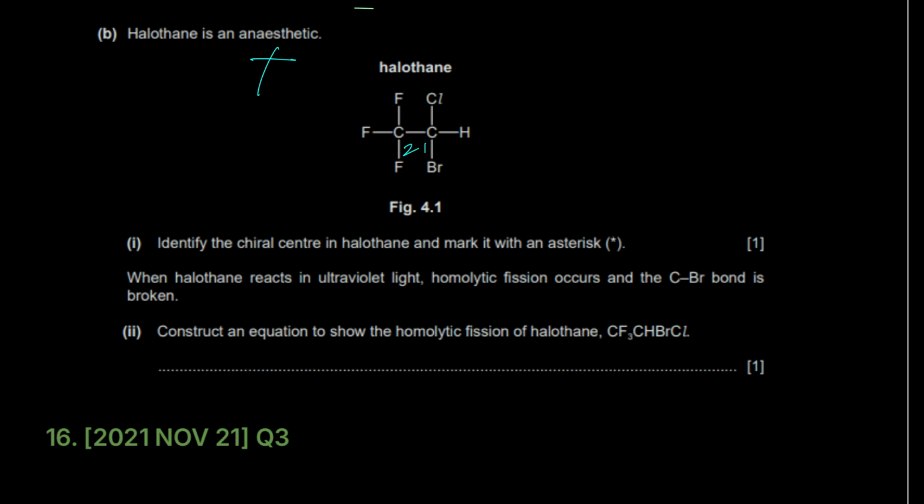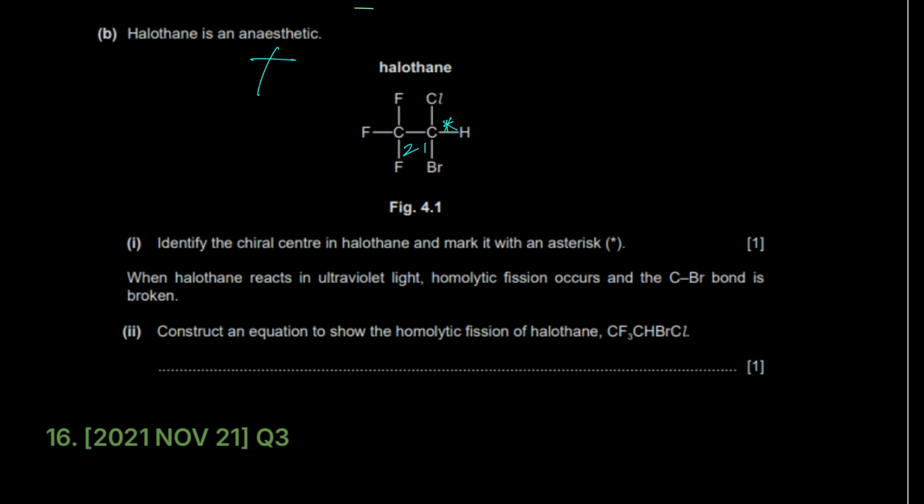Identify the chiral center of halothane and mark it with an asterisk. Which one is the chiral center? This carbon is bonded to three of the same atoms right here. This one is bonded to Cl, H, Br, and this CF3. So this is basically the chiral center. It's bonded to 4 different groups of atoms.